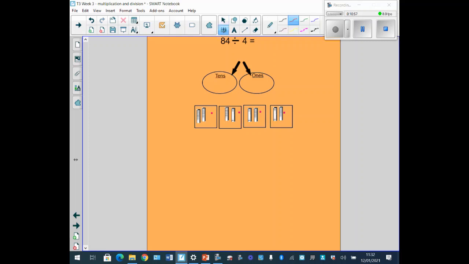Excellent, I've got an equal amount in each group, and in each group I've got 21. 21, 21, and 21. So, 84 divided by 4 equals 21. Sometimes it's good to think of it as a question. 84 cakes divided by 4 teachers. How many would each teacher get? Each teacher would get 21 cakes.